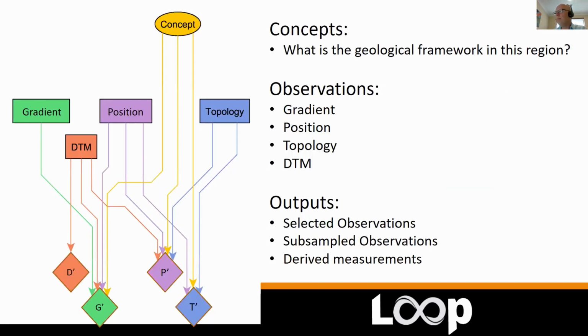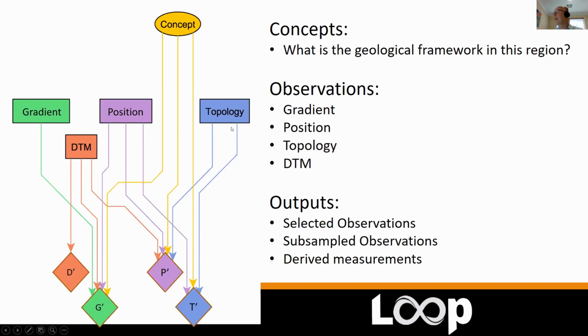And we can think of these inputs as various different types of information. There's positional information. So where was the outcrop that we measured the bedding at? Where was the position of a fault? Where was the position of a contact? We can think of gradient information. So what's the orientation of bedding at a particular location? The DTM is fairly straightforward. How high am I above sea level?